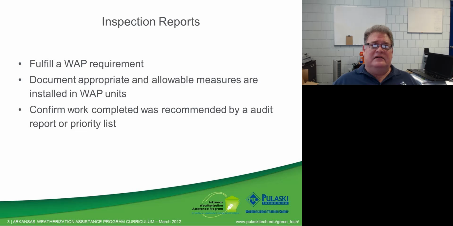The other thing is that inspection reports document the things that were both allowed to be done and that were appropriate. So just because we may install attic insulation under the program rules doesn't mean that this particular home required attic insulation. So we want it to be not only allowable but appropriate. And then also to confirm that work was completed because it was recommended on an audit or a priority list, not just, again, because it's allowed to be installed, but because it's required or it was called for in an audit.